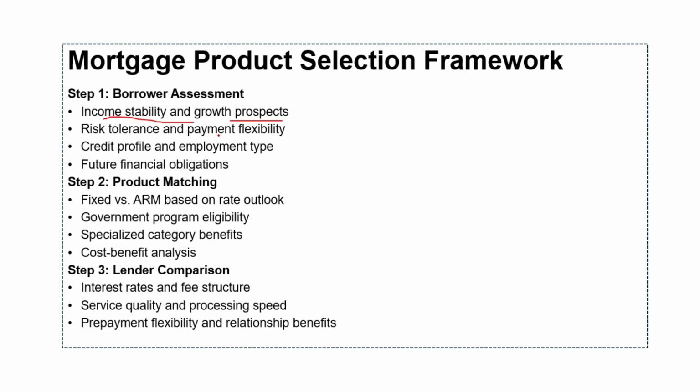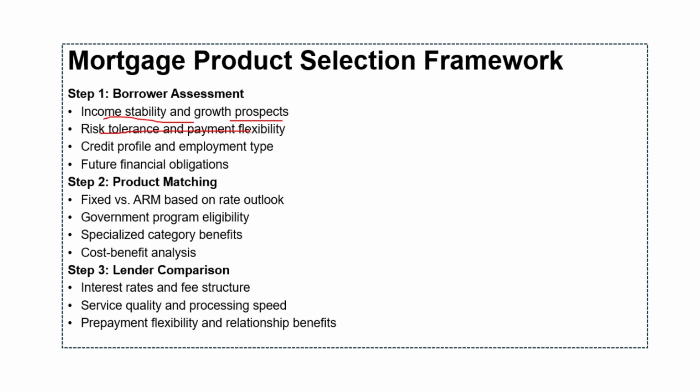Risk tolerance and payment flexibility are also there. Risk tolerance assessment determines appropriate interest rate structures. Conservative borrowers preferring payment certainty should consider fixed rate despite higher initial cost, while those comfortable with variability can benefit from ARM potential savings. Then credit profile evolution affects product availability and pricing. Excellent credit opens all options with best rates, while impaired credit might limit choice to specialized or government-backed programs.